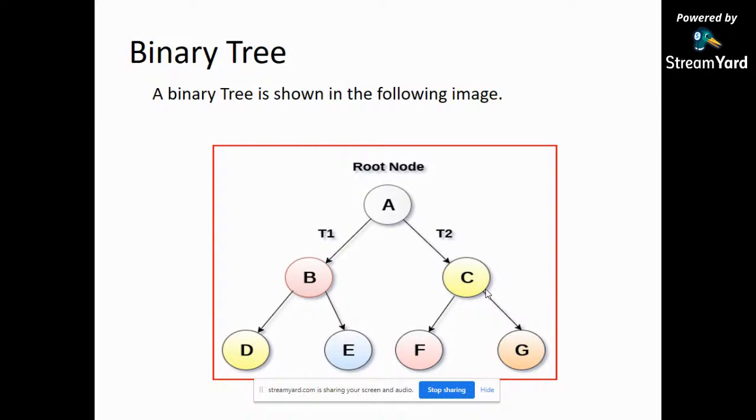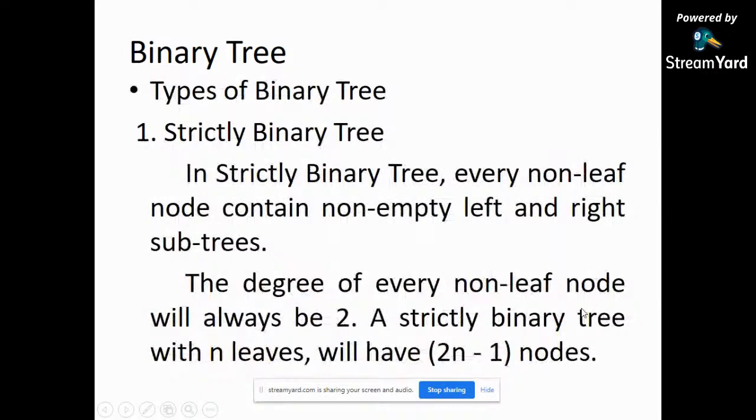Here root node A is having two child nodes B and C. Node B is having two child nodes and node C is having two child nodes. So either you can have zero children, you can have one, or at most you can have two children. So this tree is called a binary tree.